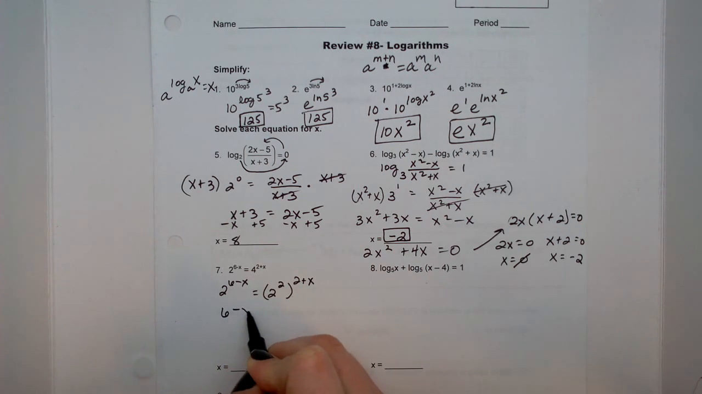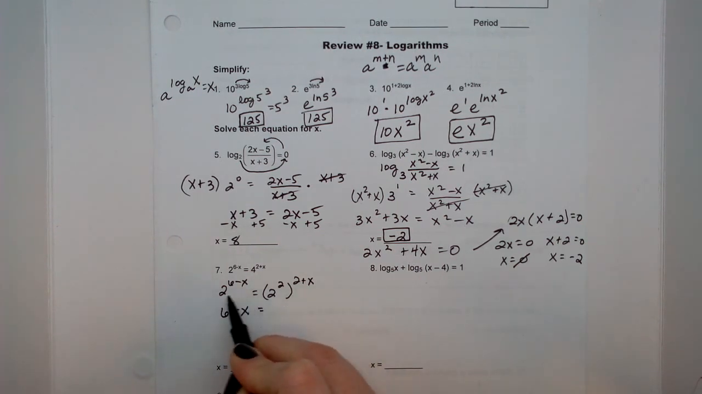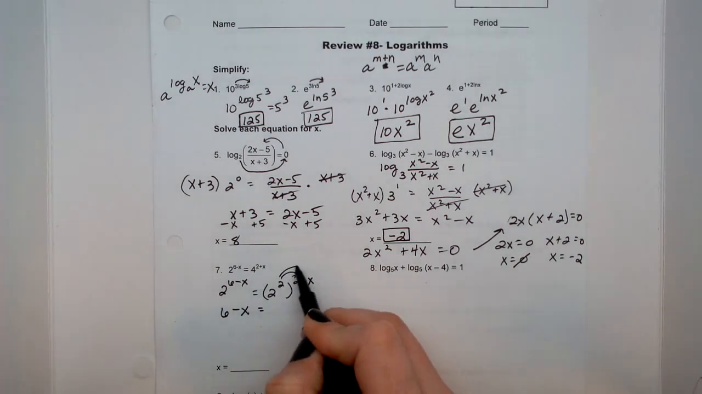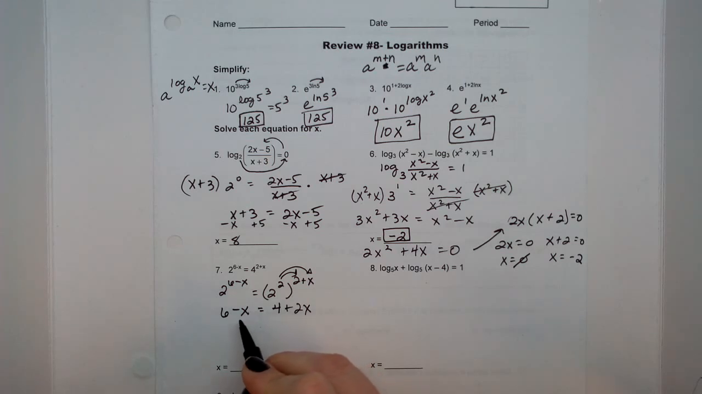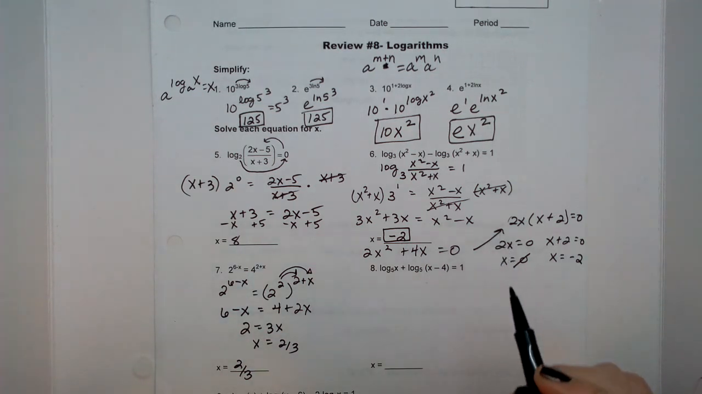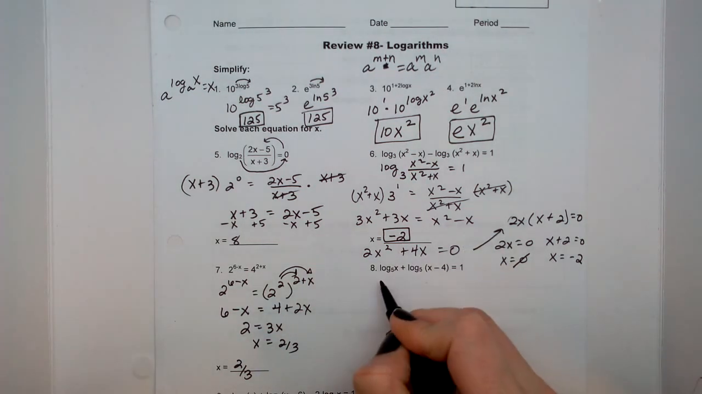So here we can drop the base because it's the same on both sides, but you want to multiply on the right. So that'd be 4 plus 2x. And now we're ready to solve. So let's just add x so that we have 3x here, subtract 4 so that we have 2, and x is equal to 2/3. Okay, on number 8, we want to condense first.